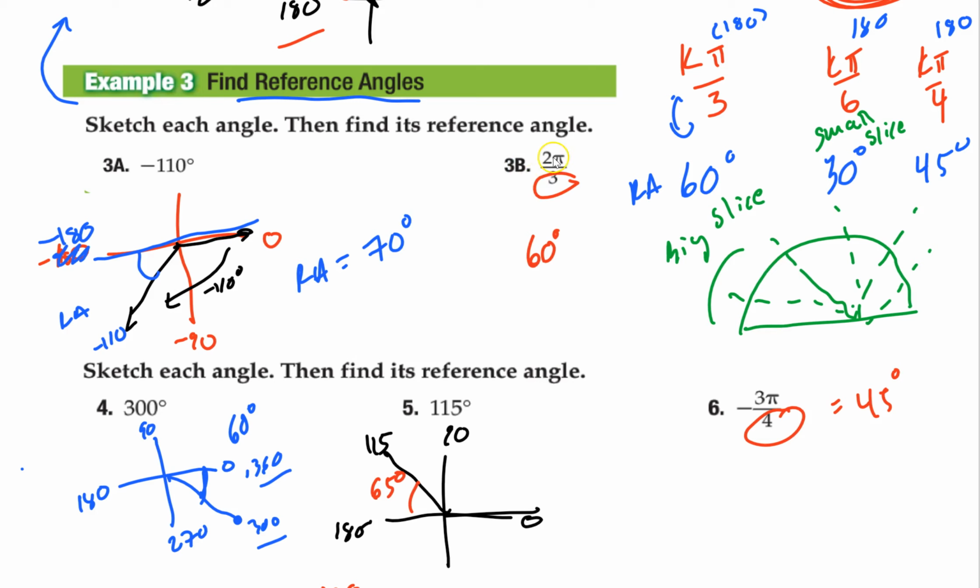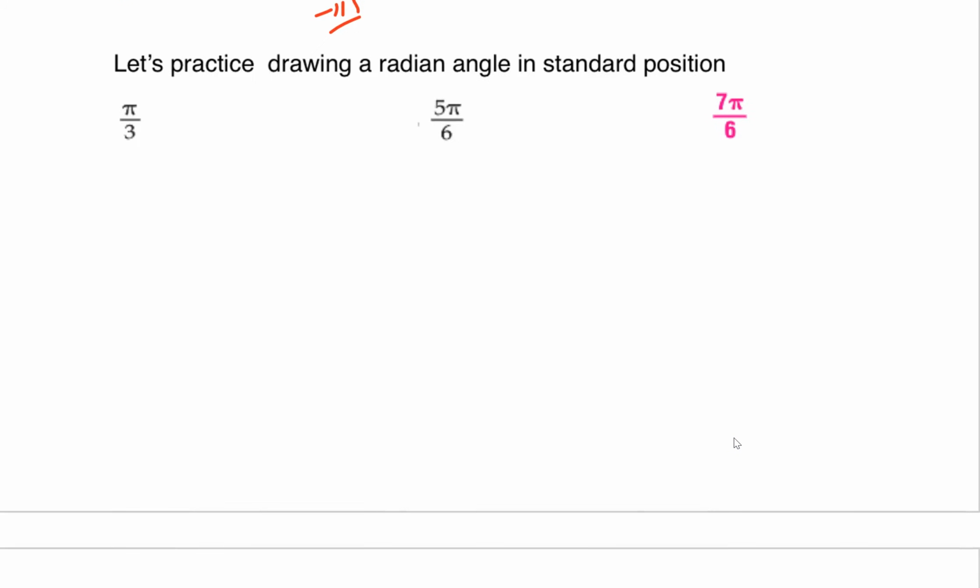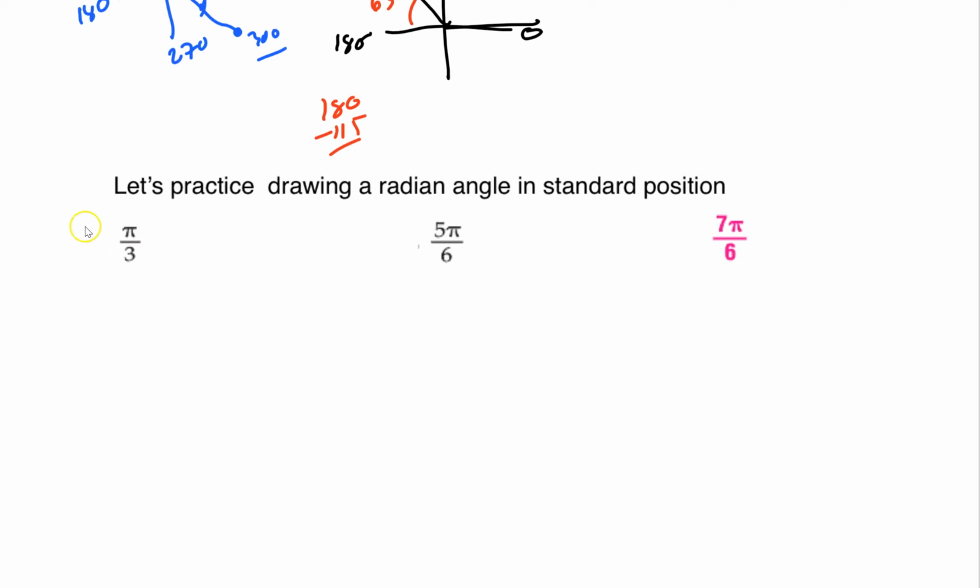Now let's talk about the number on top. That tells you what quadrant it's in. So we have to know how to start graphing radians. That's what we're going to do next. We're going to practice drawing radians in standard position. We already know how to do degrees. Let me erase some of this right here.